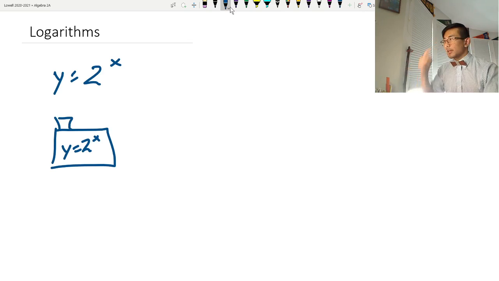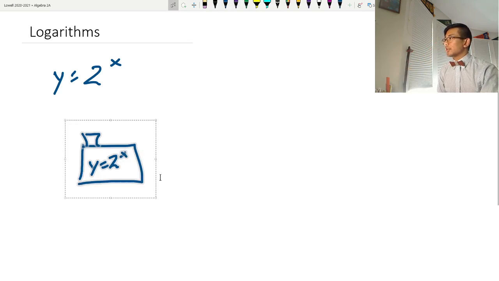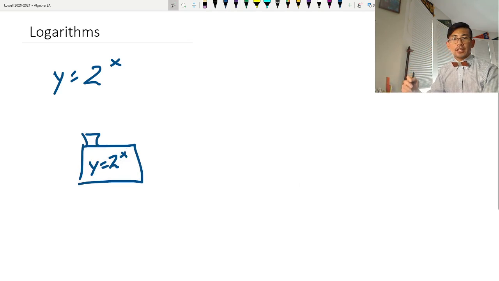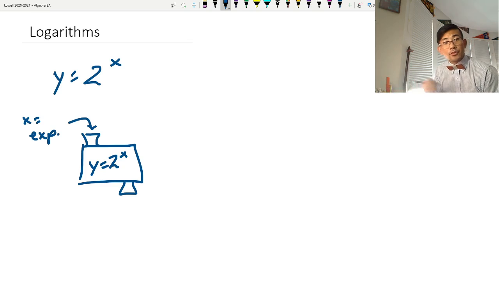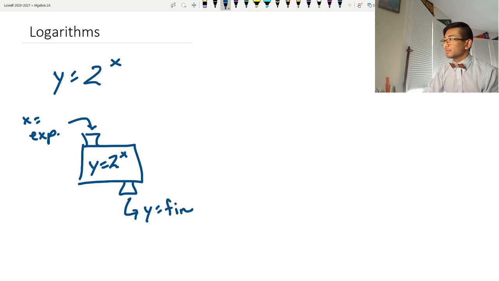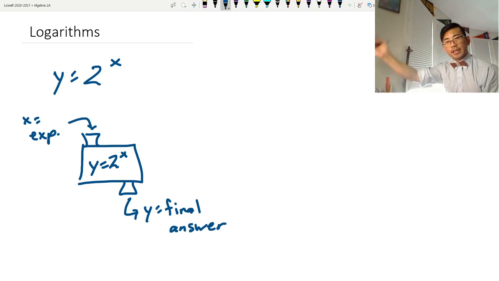The idea with this function machine is that the inputs are exponents. So we input an exponent, x is an exponent, let's say exp for short, and the output is the answer. I'm going to call it the final answer, but it's the result of that exponentiation. So y equals the final answer. This is the original function.